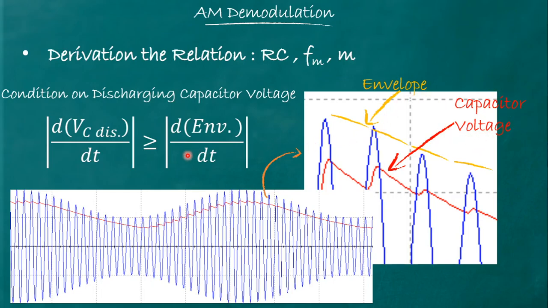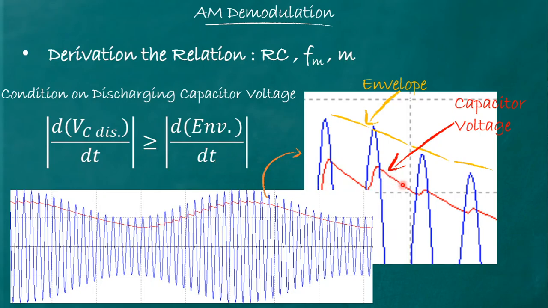So here let us derive the relation between RC, fm and m. It starts with the condition on the discharging capacitor voltage. That is, it depends upon the discharging voltage of a capacitor. So what does the condition say? The condition says that the magnitude of the rate of change of the discharging voltage of the capacitor must be greater than or equal to the magnitude of the rate of change of the envelope.